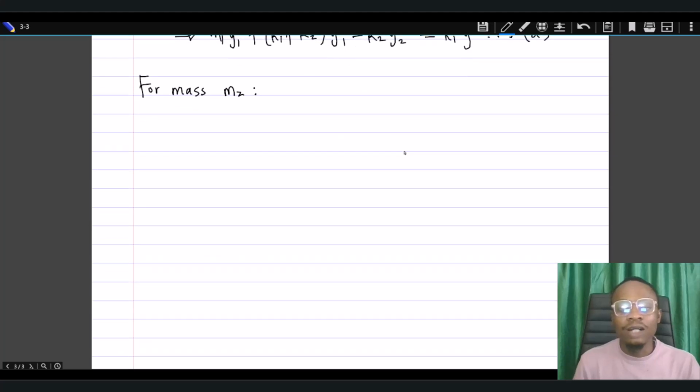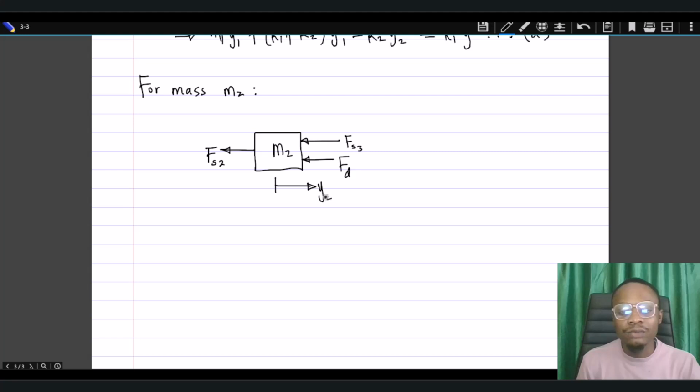So we have for the mass M2, let us put that here. This is mass M2. Then there will be the force here due to the damper or dashpot if you like. There will be another force here due to the spring, that will be spring 3. There will be some force here due to the spring 2, so we'll put that here, F due to the spring 2. And we know the displacement y as provided is positive to the right. So this is y2, and we can indicate that here. We're good. That is all for the body.